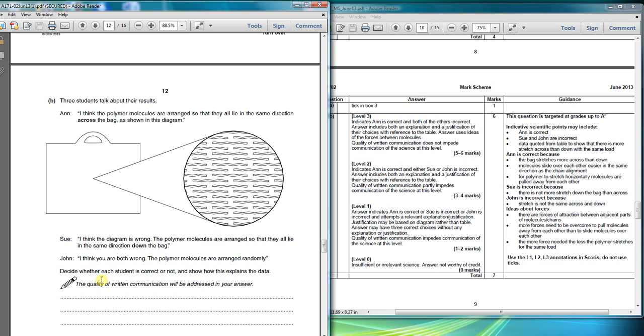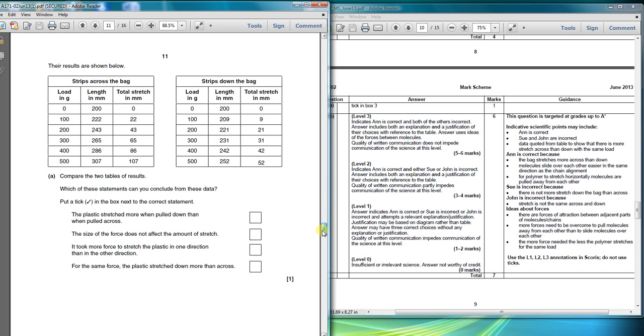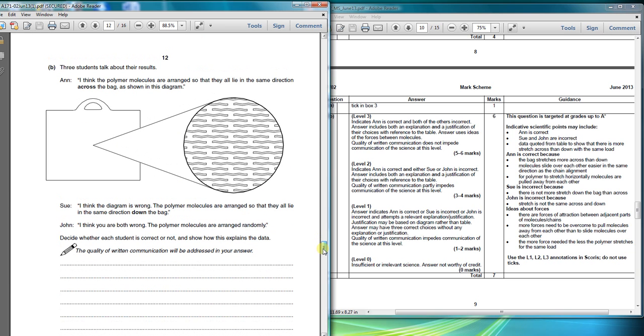This is the key bit. You need to read the question carefully. It says decide whether each student is correct or not and show how this explains the data. And the data we're talking about is the data from part A of the question. So you've got to decide whether each student is correct or not.